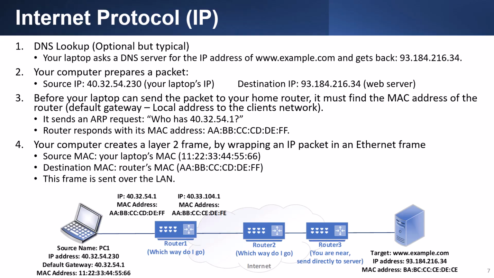Before your laptop can send the packet to your home router, it must find the MAC address of the router, which is the default gateway or local address to the client's network. It sends an ARP request, who is 40.32.54.1? The router responds with the MAC address AA:BB:CC:DD:EE:FF. Your computer creates a layer 2 frame by wrapping the IP packet in the Ethernet frame, with the source MAC being your laptop and the destination MAC being the router's MAC address. The frame is sent over the local area network.